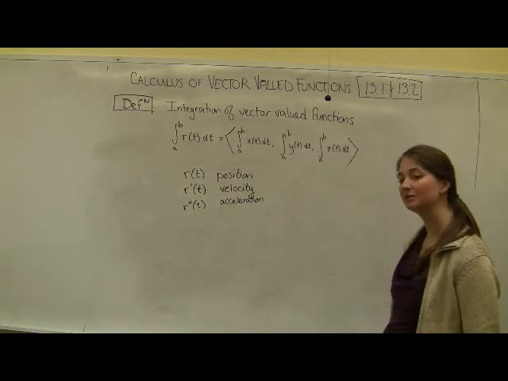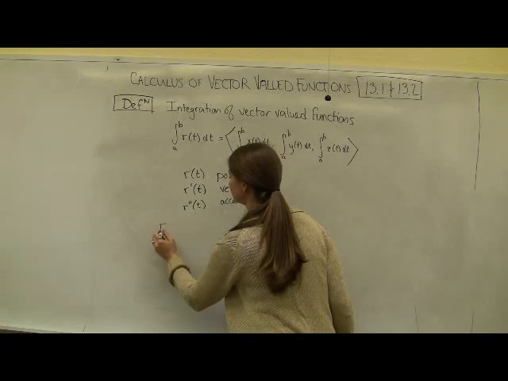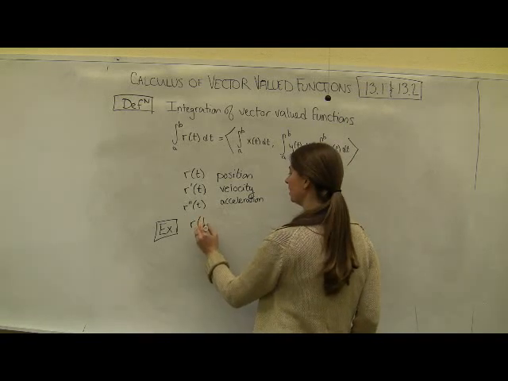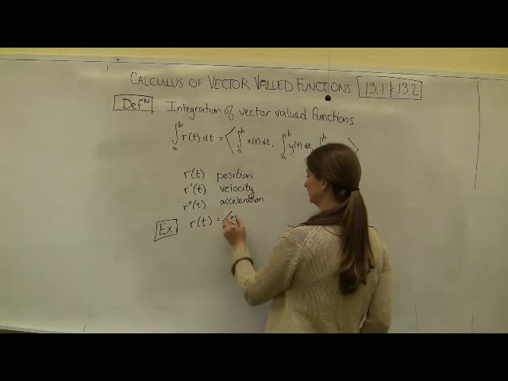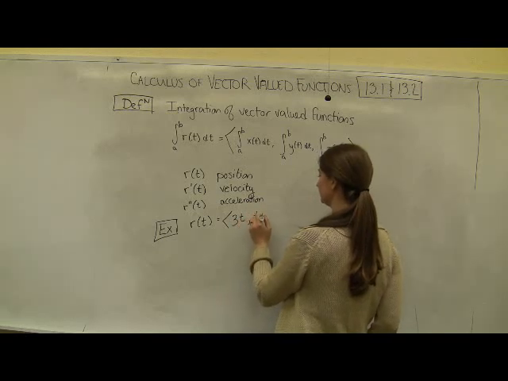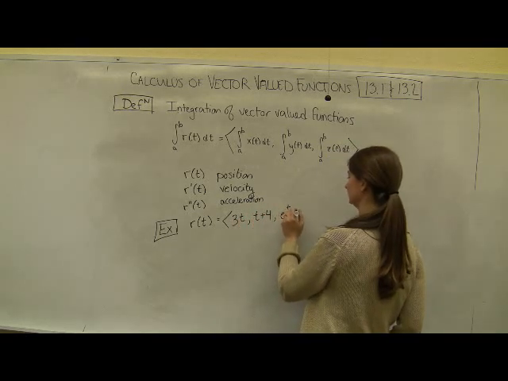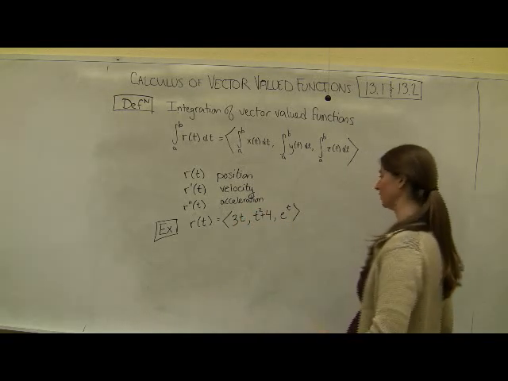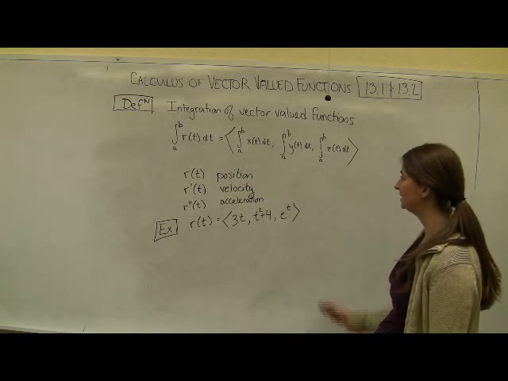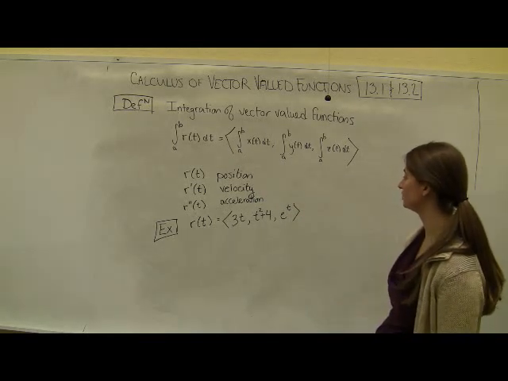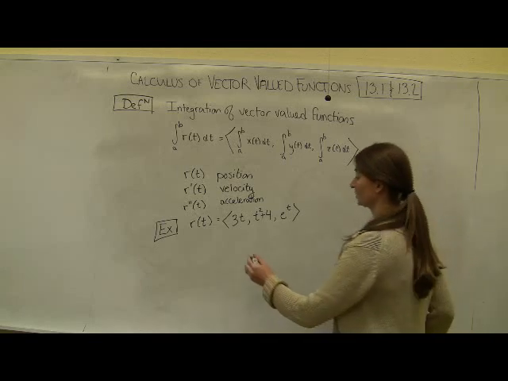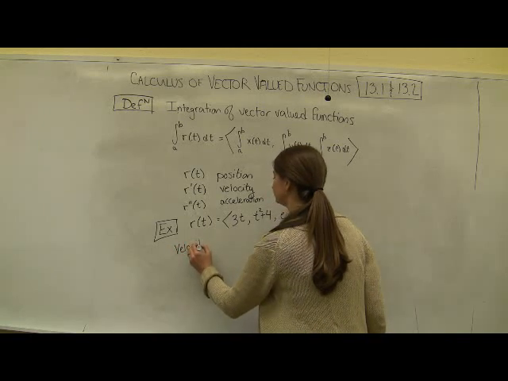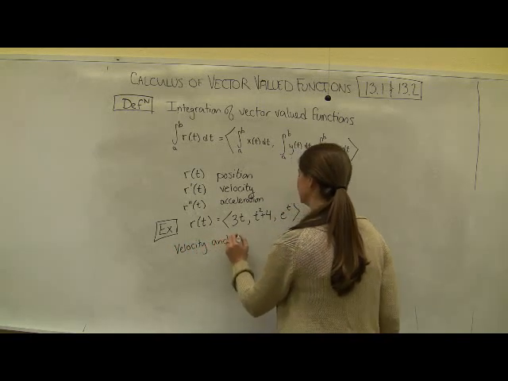So, for example, let's say that we have some spaceship traveling through space. And that spaceship has a position vector given by r of t is equal to 3t, t plus 4, e to the t. So I'm going to revise this and make it t squared plus 4. That'll make it a little more interesting. And if I want to know what is its velocity and acceleration when t equals 5.